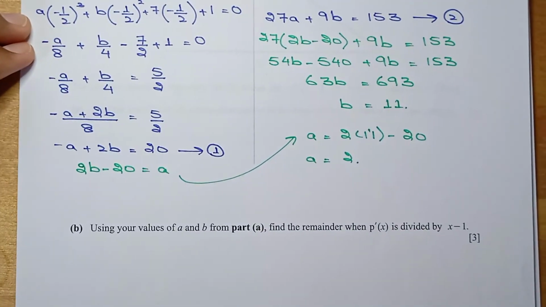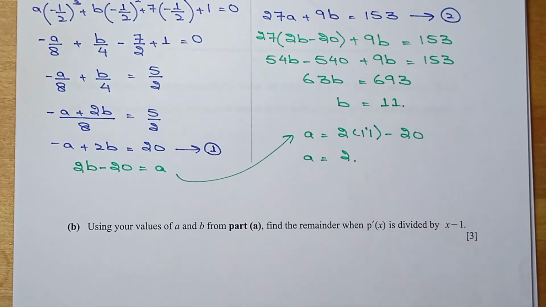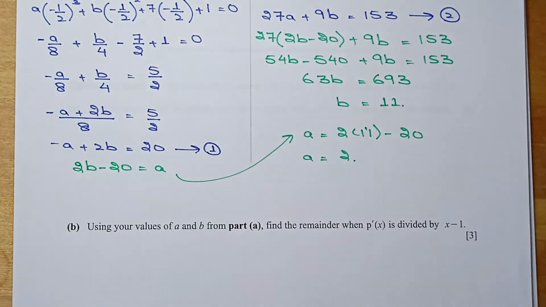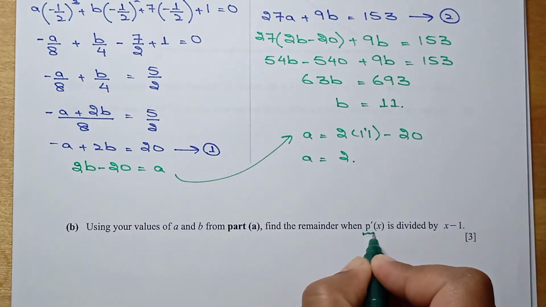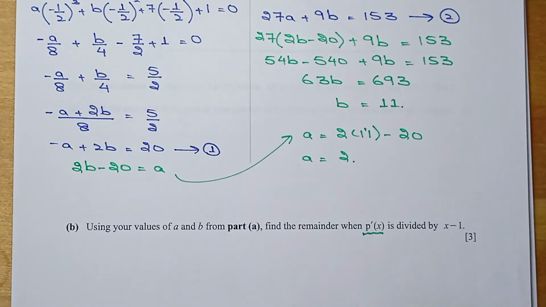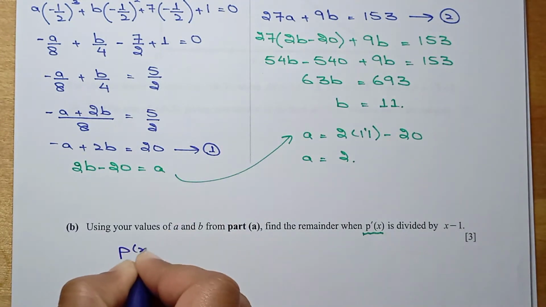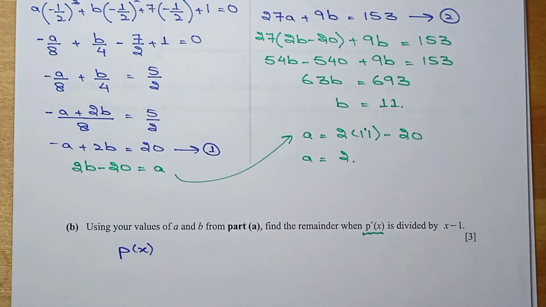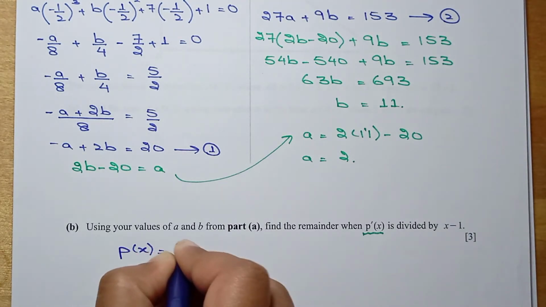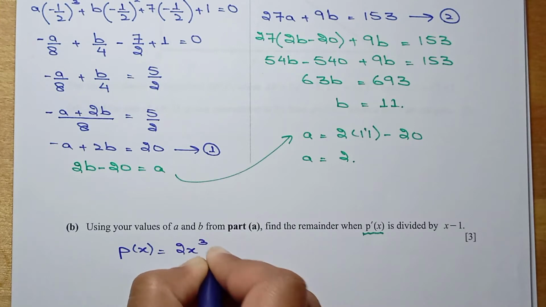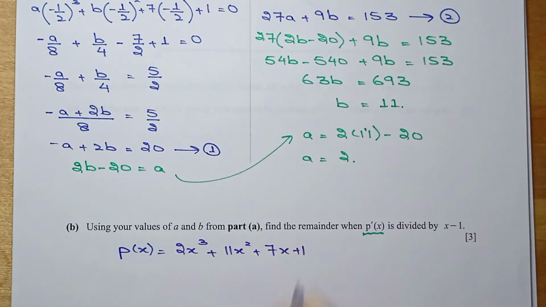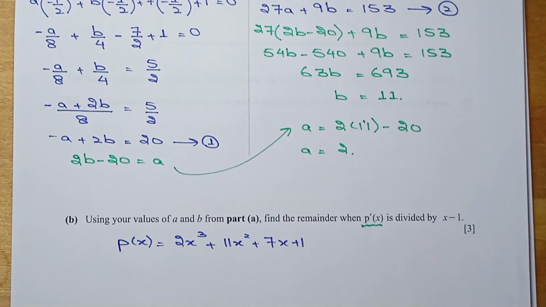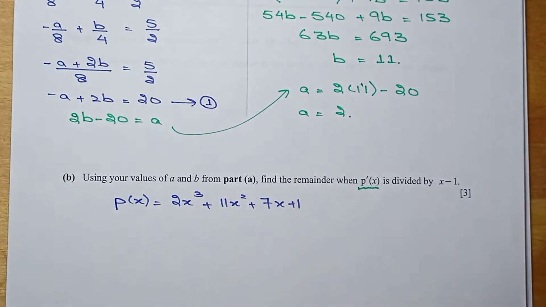Now for the b part, using your values of a and b from part a, find the remainder of p prime of x, the derivative of p, when divided by x minus 1. Okay, so first we need to write p of x by using the values of a and b. So we have 2x cubed plus 11x squared plus 7x plus 1. This is a polynomial. Now we need to take its derivative, finding p prime of x.